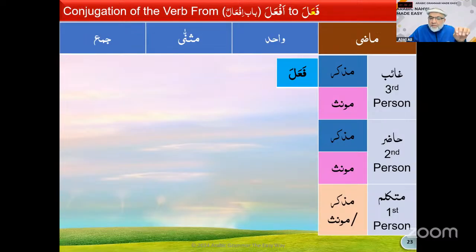So at this point, if you feel that you don't know what Fa'ala means or what else is coming, then you need to go back and review. Okay. I can't help you there. So Fa'ala is from form 1, Thulathi Mujarrad.